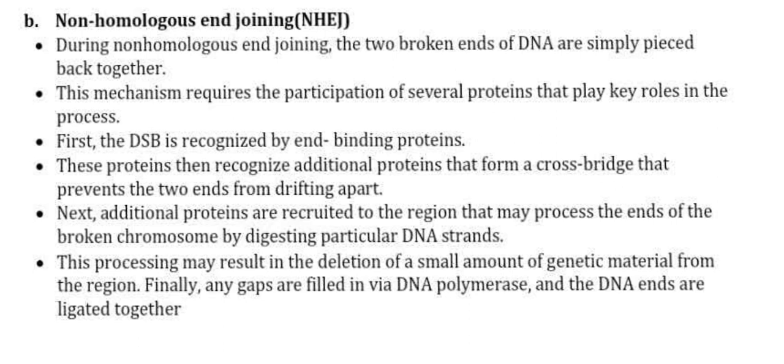During non-homologous end joining, the two broken ends of DNA are simply pieced back together. This mechanism requires the participation of several proteins that play key roles in the process. First, the DSB is recognized by end-binding proteins. These proteins then recruit additional proteins that form a cross bridge that prevents the two ends from drifting apart. Next, additional proteins are recruited to the region that may process the ends of the broken chromosome by digesting particular DNA strands. This processing may result in the deletion of a small amount of genetic material from the region. Finally, any gaps are filled in via DNA polymerase and the DNA ends are ligated together.